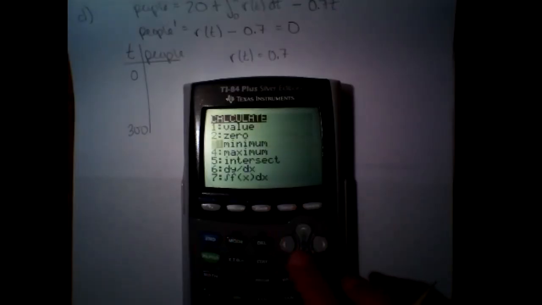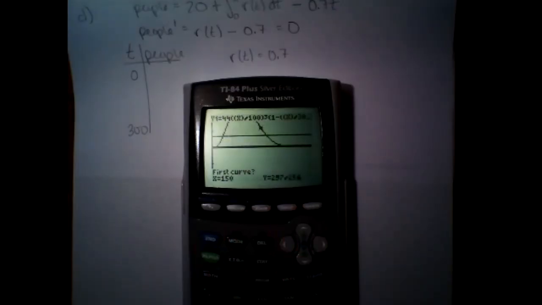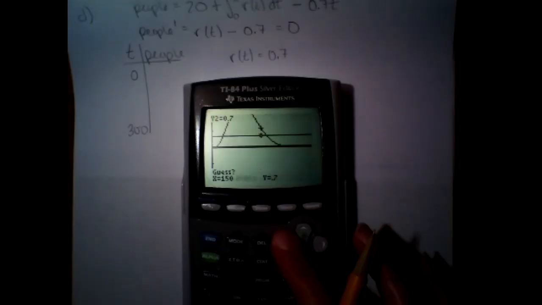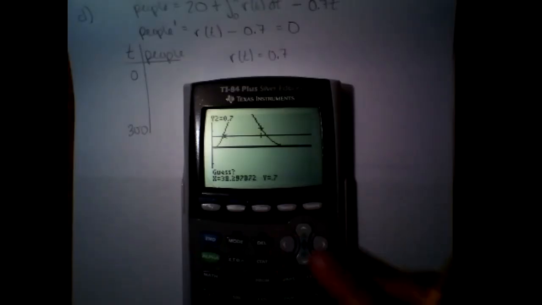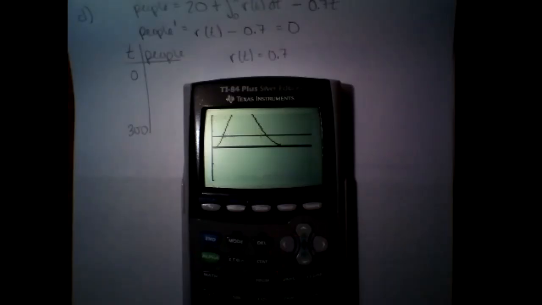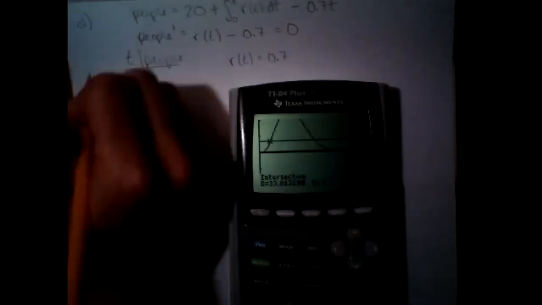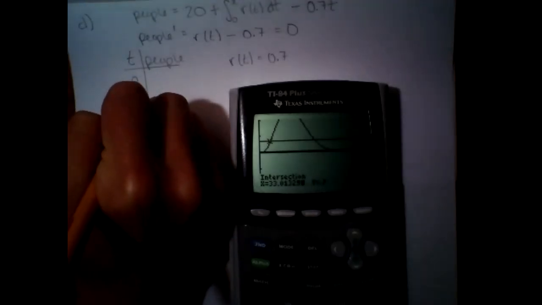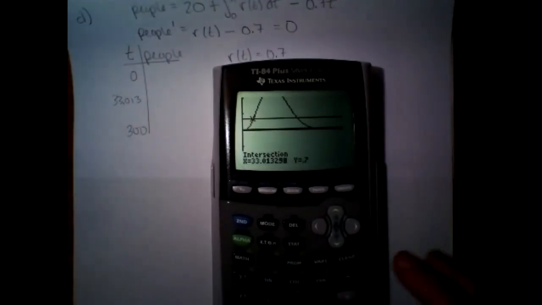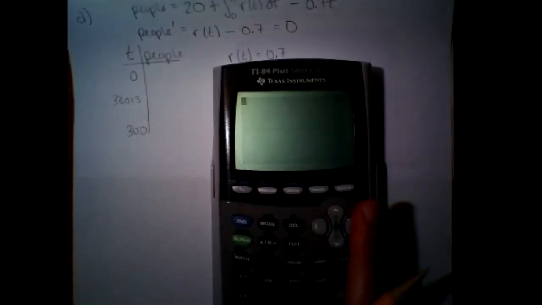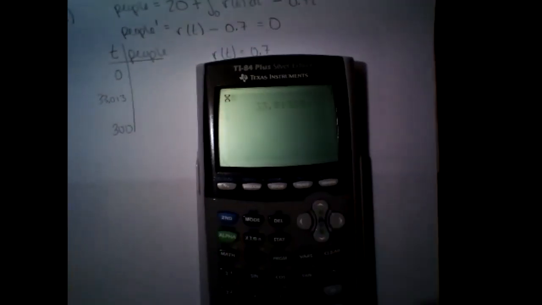Calculate, intersect, first curve, enter, second curve, enter. For guess, just move the cursor closest to the one that you want. And then enter. And that is our first critical point, 33.013. And you have to store that. So I'm going to hit quit. I'm going to hit X enter to bring it back and then store it. So hit X enter, store alpha A, enter.